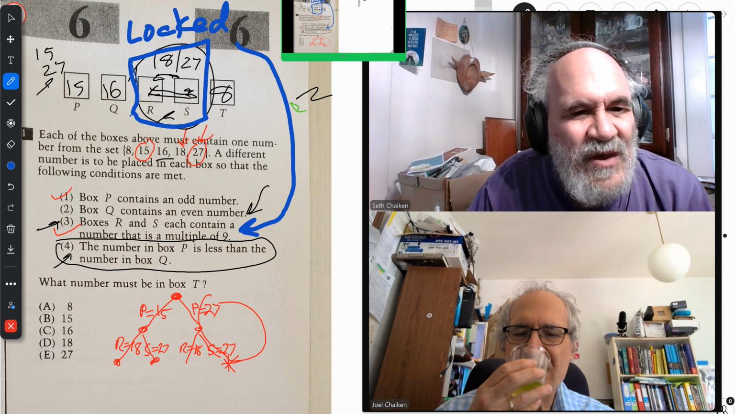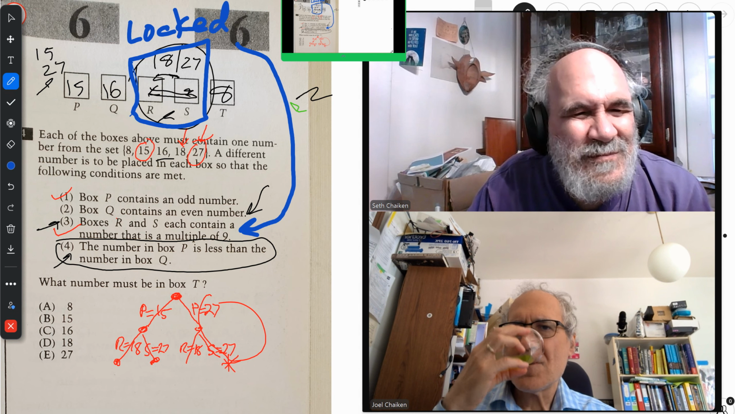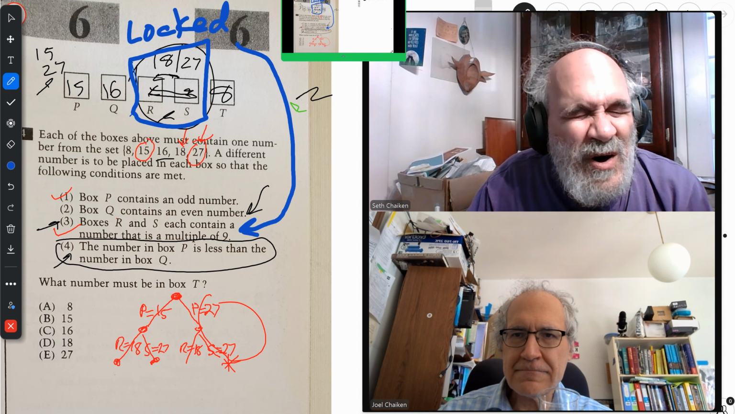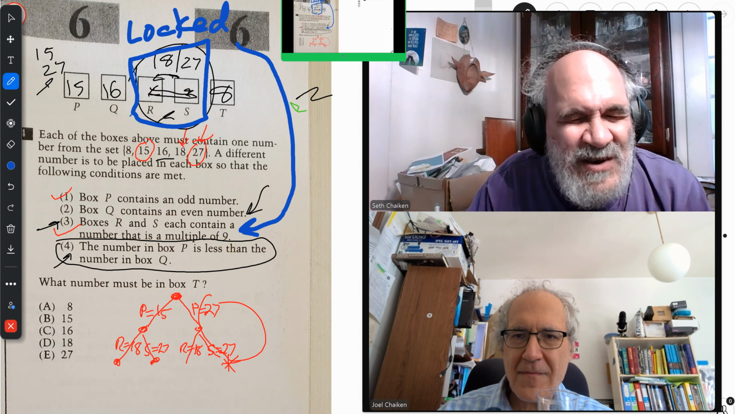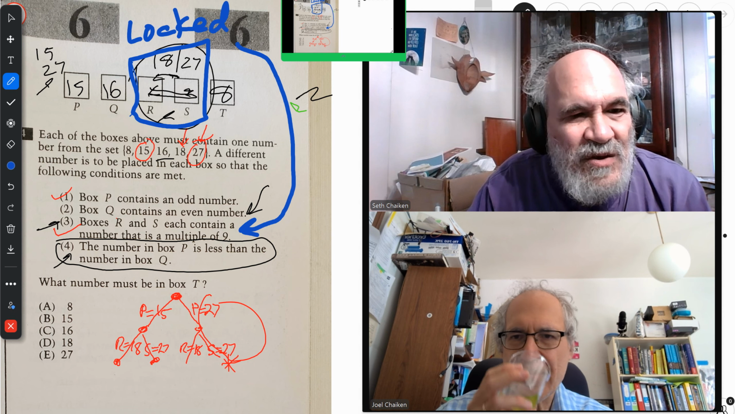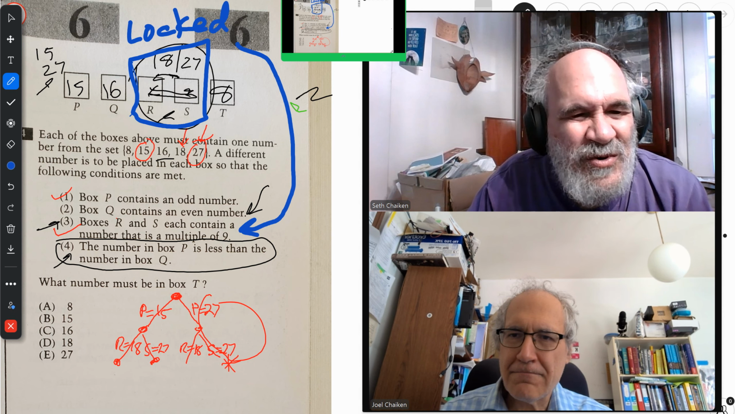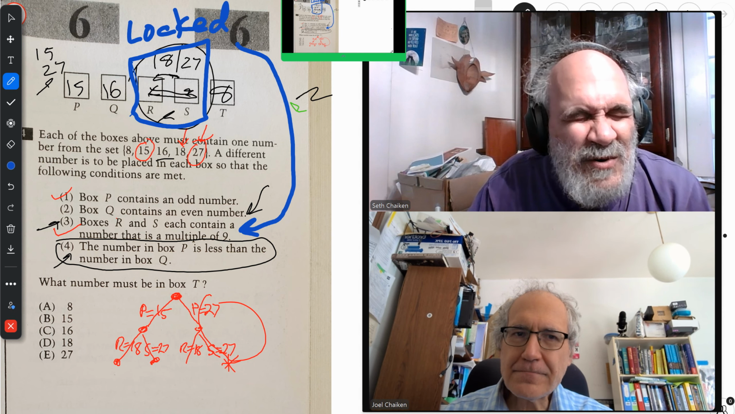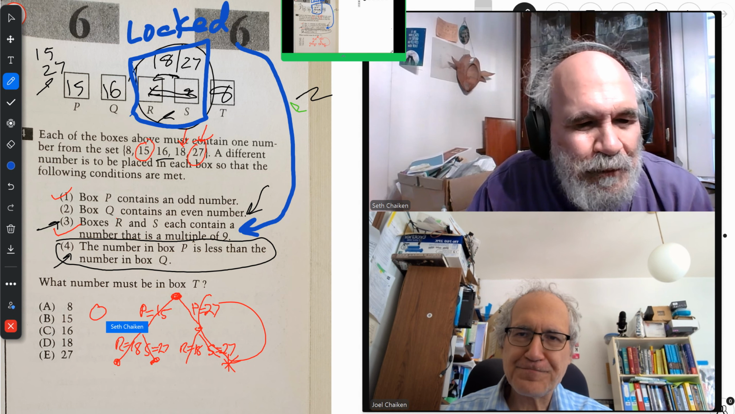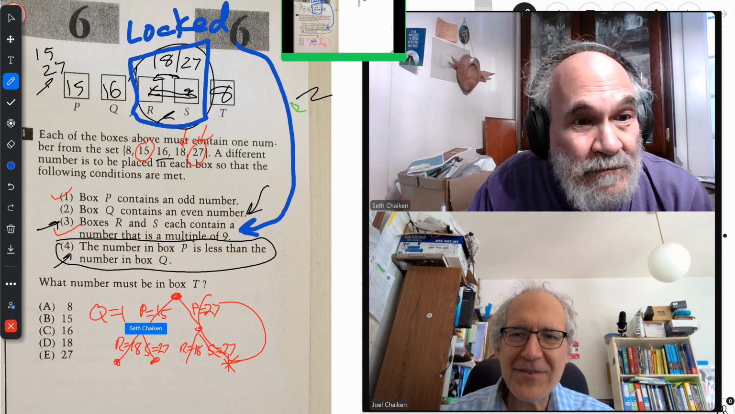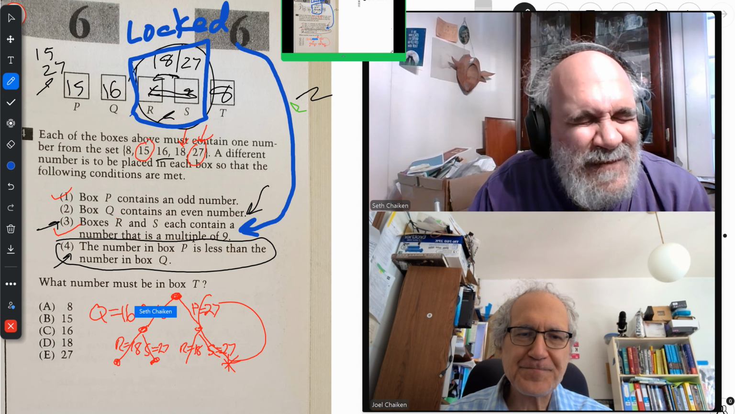Good point. So the 18 is used up by R and S. Exactly, that's right. So Q can't be 18, so Q has to be 16. Right. Yeah, we know this. So that means T is 8. Okay.